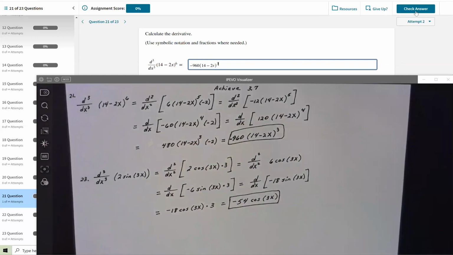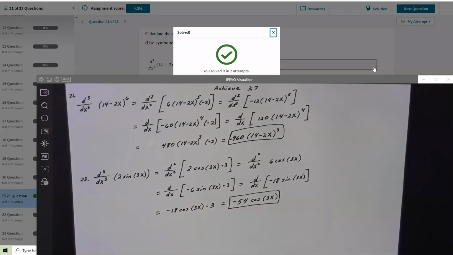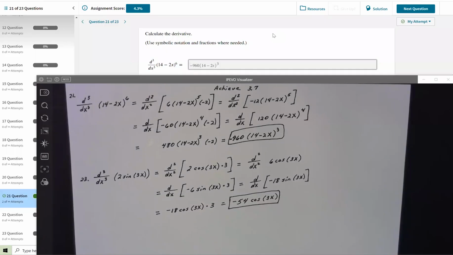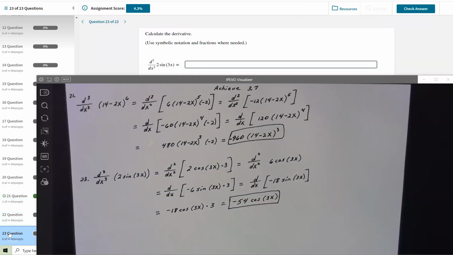We'll check this answer. And correct. The first time I accidentally left off the negative. If you're saying, hey, you solved it in 2 attempts, I just forgot the negative in the first attempt. For the next problem, for 23, you'll see it's a very similar problem.